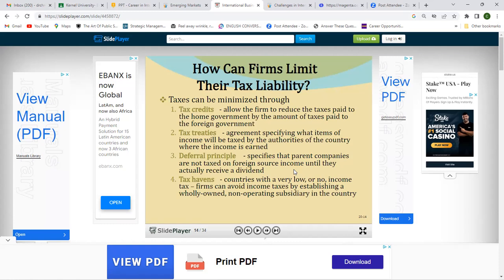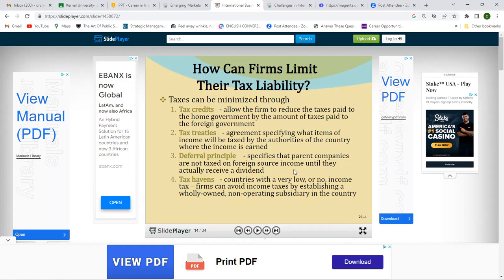How can firms limit their tax liability? Taxes can be minimized through tax credits, which allow the firm to reduce the taxes paid to the home government by the amount of taxes paid to the foreign government. Tax treaties are agreements specifying what items of income will be taxed by authorities of the country where the income is earned.